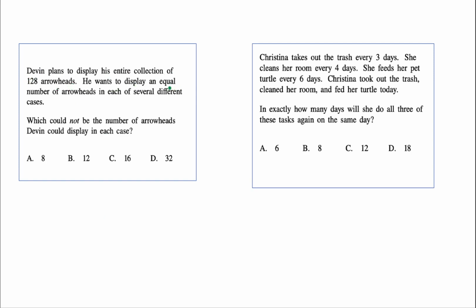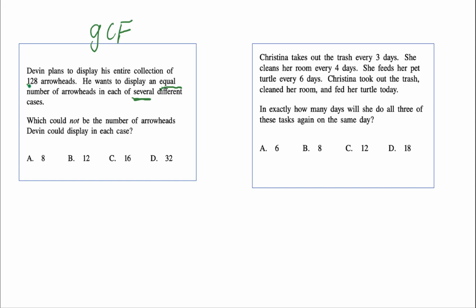The last two, Devin plans to display his entire collection of 128 arrowheads. He wants to display an equal number of arrowheads in each of several different cases. So notice you're going to have different cases, several different cases, but they must be equal. Now it says here, which could not be the number of arrowheads Devin could display in each case. Now because they said equal numbers means you are dividing. Whenever you're dividing, we know that's GCF.